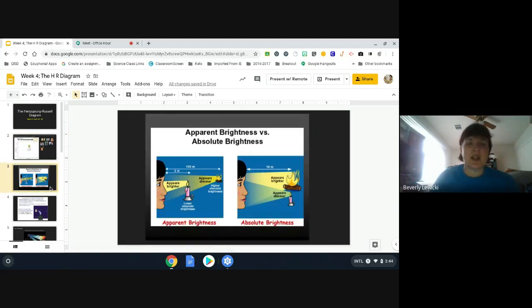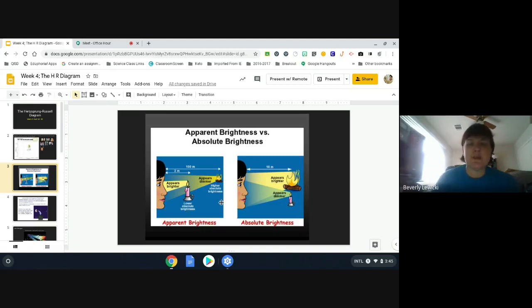The next two slides that you have to look at this week are just talking about apparent brightness versus absolute brightness. When we look out at the night sky, we can see faded stars, dim stars, bright stars, and we might think, boy, that bright star must be really hot. But you know what? In actuality, that really dim star might be much hotter and even much bigger. It's just farther away. Distance matters.